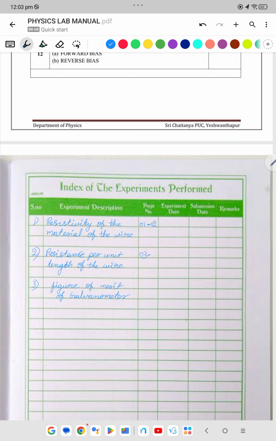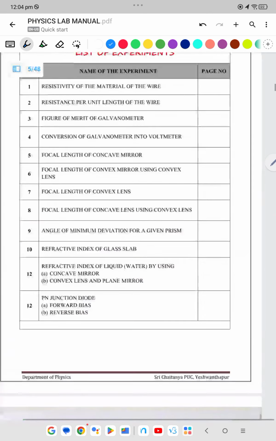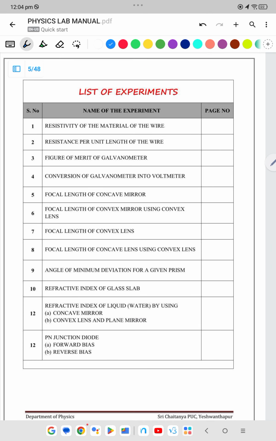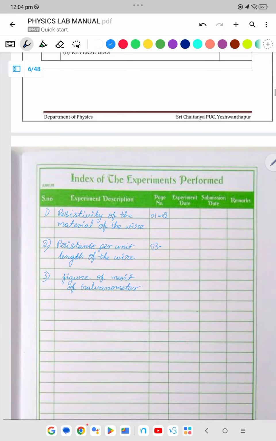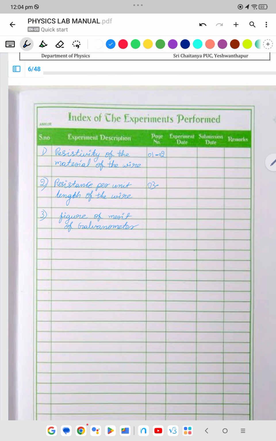Next, coming up to the experiment and submission date, it will be given in your labs. Remarks would be signed by your teachers. Next, coming up to the second experiment, that is resistance per unit length of the wire, I will write down in serial number 2, resistance per unit length of the wire, starting from page number 3, because the first experiment ended at page number 2. I think you got the idea. Similarly, you have to write down all the experiments which you are writing in the lab record.